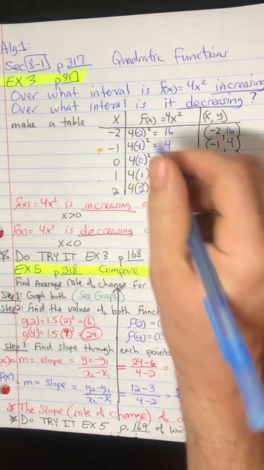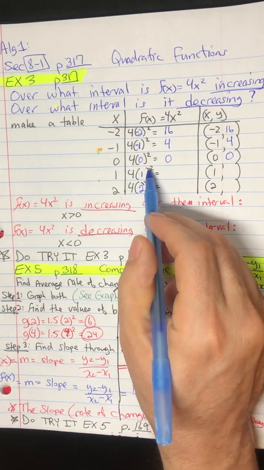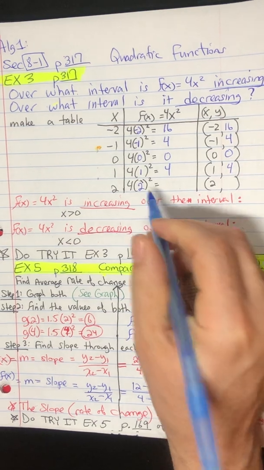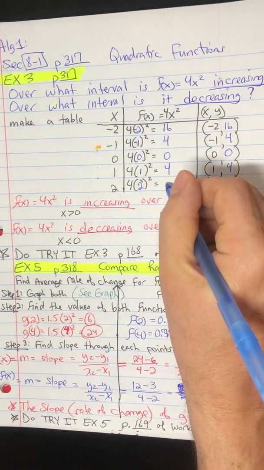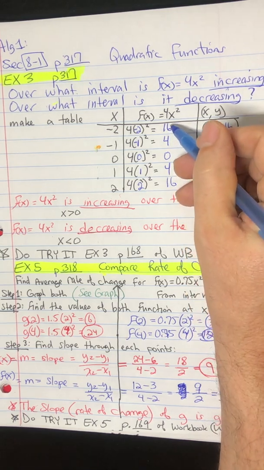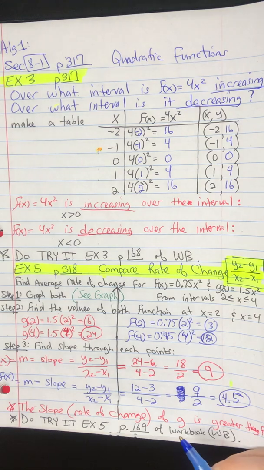0 squared is 0. 0 times 4 is 0. That stays at 0. 1 squared is 1. 1 times 4 is 4. 2 squared is 4. 4 times 4 is 16. I hope you see a pattern of the graph decreasing to 0, then increasing. We're going to talk about increasing and decreasing soon in example 5 for sure.